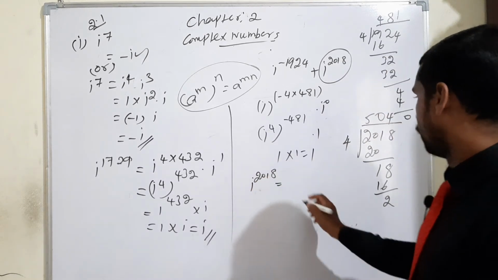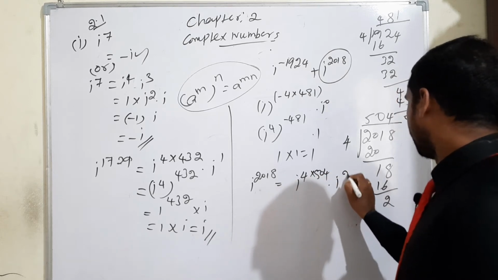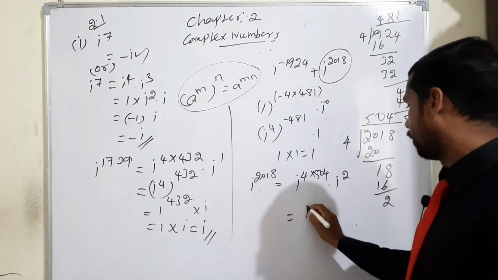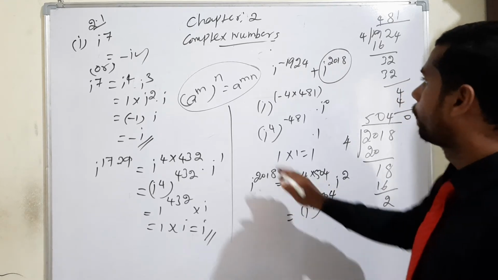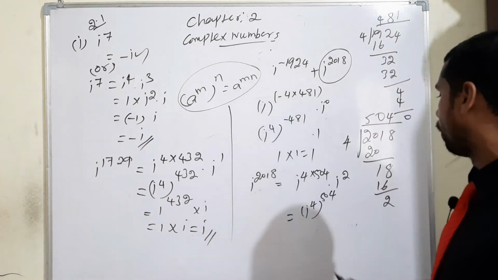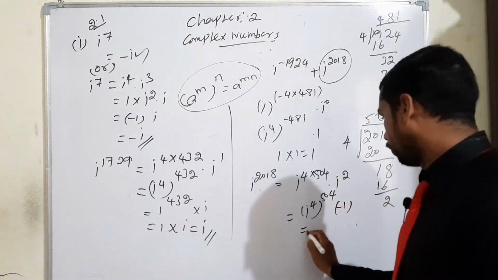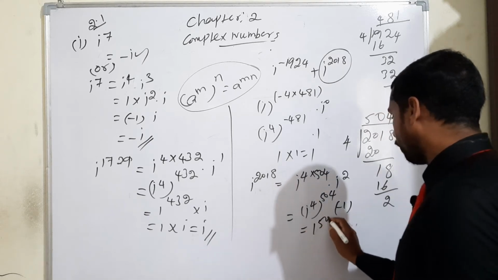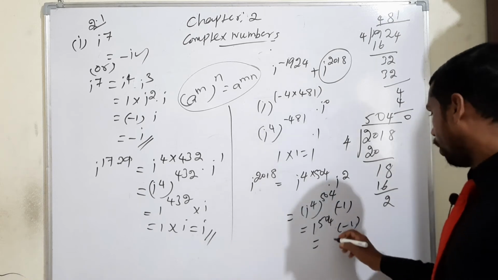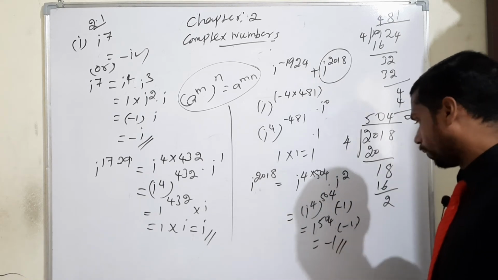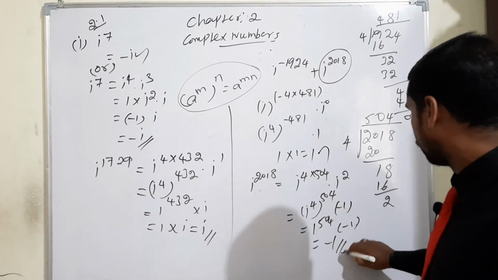What will happen? i to the power 4 into 504 into i square. Again i to the power 4 of the whole power 504, apply a to the power m, the whole power n form. i square means value will be minus 1. Therefore, look at there, i to the power 4, 1 to the power 504 into minus 1. 1 power anything means value will be 1. So 1 into minus 1 means minus 1, isn't it? So now we have to add: first result 1, second result minus 1.